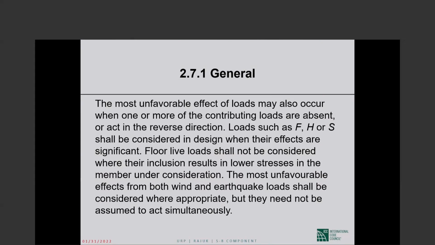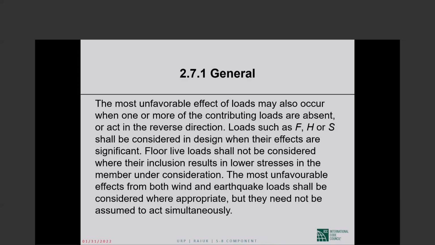The most unfavorable effect of loads may also occur when one or more of the contributing loads are absent or act in the reverse direction. This is extremely important. Most unfavorable effect may occur when one or more of the contributing loads are either absent or act in the reverse direction to that of the other loads. Okay, so it goes on. This all makes a lot of sense.